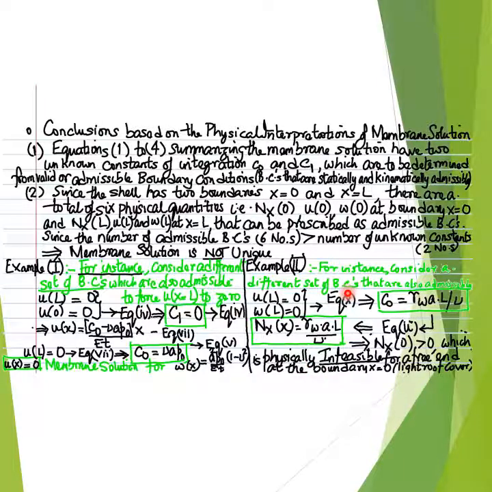further underlines the second conclusion listed in the present slide, that is, the membrane solution is not unique, as we have demonstrated mathematically in the present slide, that substitution of a different or alternative set of boundary conditions that are also mathematically admissible or mathematically valid results in a completely different membrane solution for either of the two practical or solved examples, that is, example 1 of the cylindrical pressure vessel and example 2 of the cylindrical water tank.